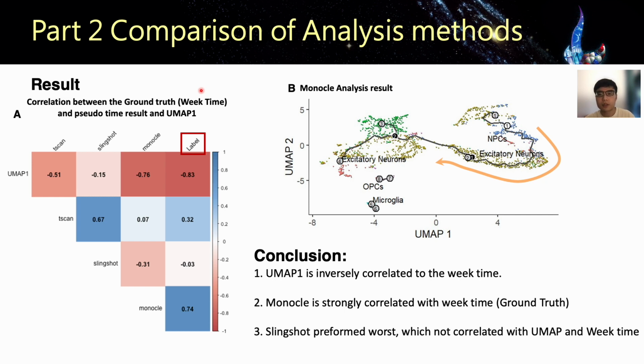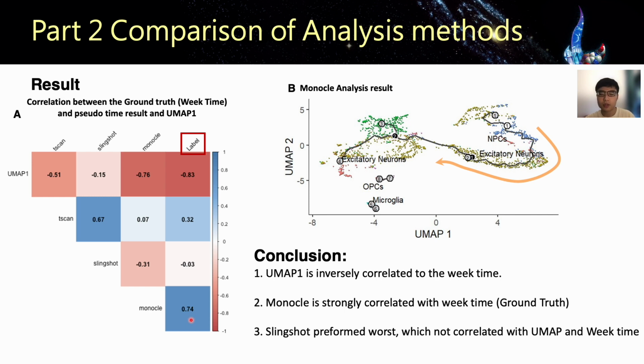To evaluate the performance of each method, we first calculate the Pearson correlation between the UMAP1 dimension and inferred pseudotime values and the week time, which is our ground truth. According to Figure A, our finding indicates that the UMAP1 dimension is inversely correlated with the week time, suggesting a negative relation between the two. However, Monocle exhibits a strong correlation with the week time, indicating that its inferred trajectory closely aligned with the ground truth timeline. This suggests that Monocle can accurately capture the temporal dynamics in the data.